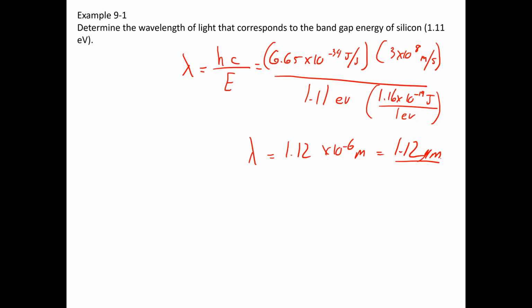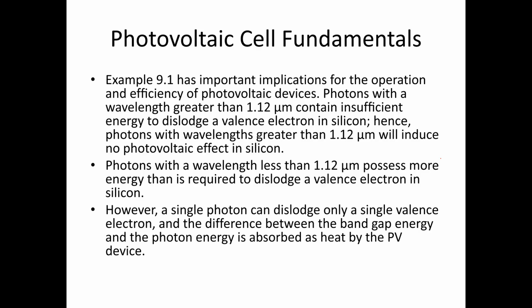So it gives you an idea of what the wavelength needs to be in order to have enough minimum energy to dislodge that valence electron. This example problem has important implications for the operation and efficiency of photovoltaics. Photons with a wavelength greater than 1.12 microns contain insufficient energy to dislodge a valence electron in silicon. Hence, photons with wavelengths greater than 1.12 micrometers will induce no photovoltaic effect in the silicon.